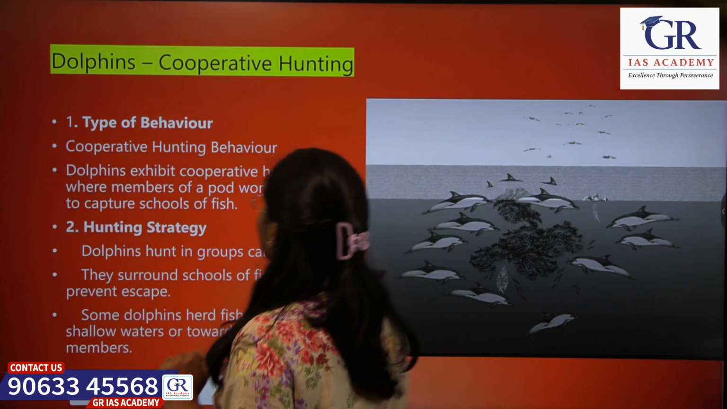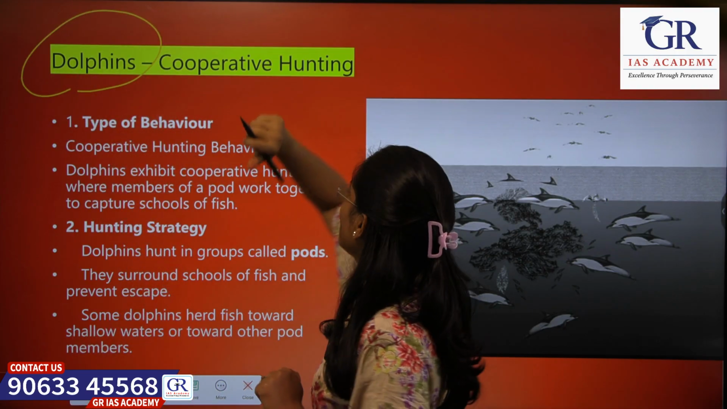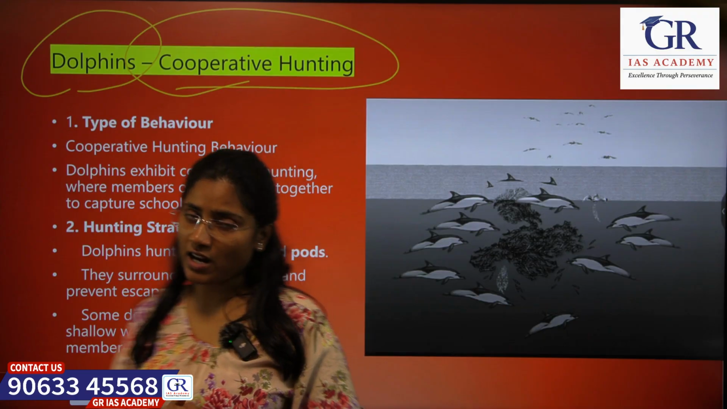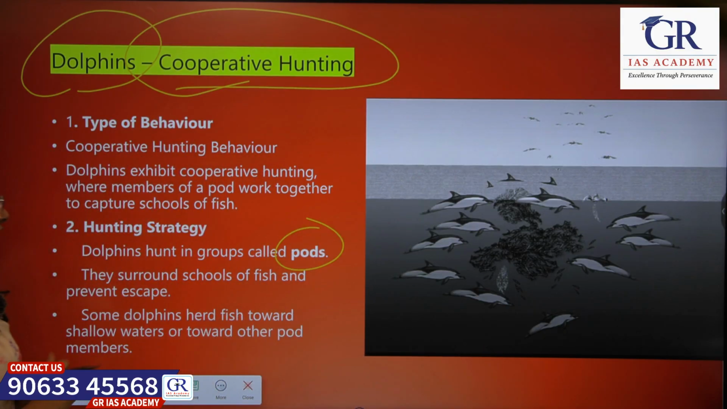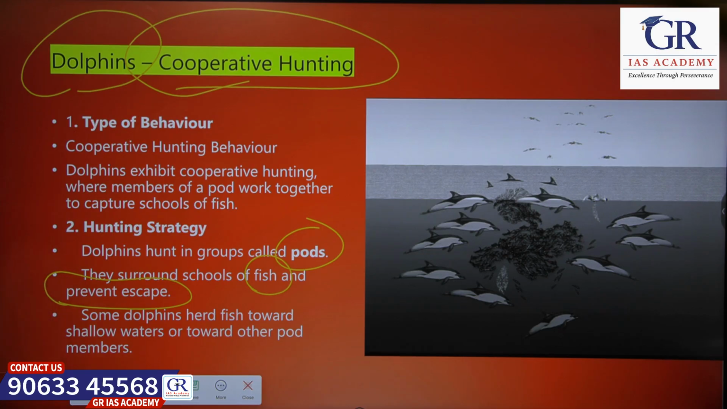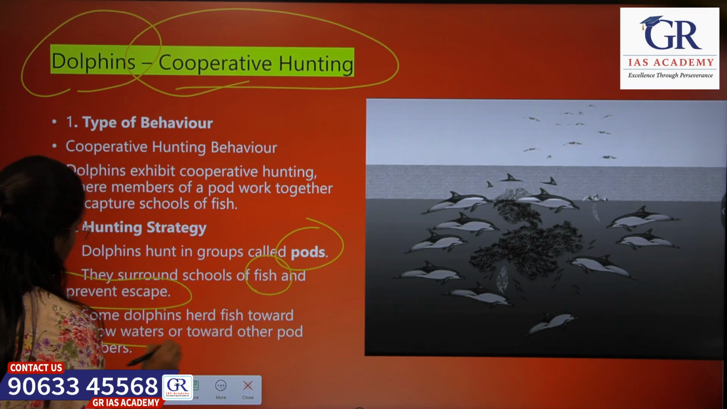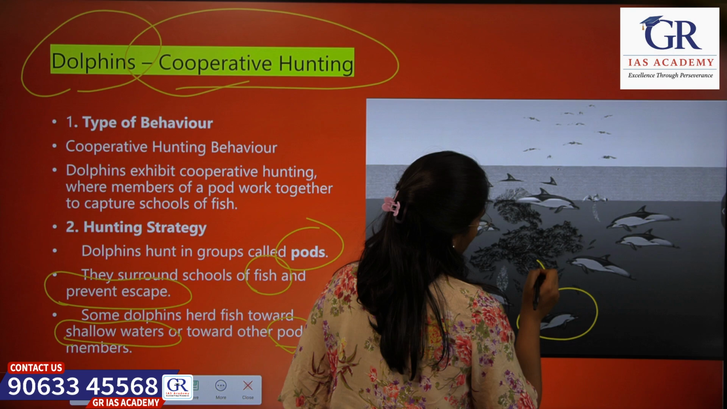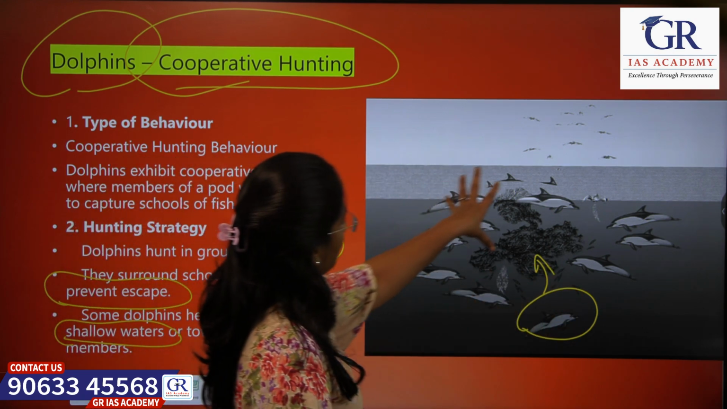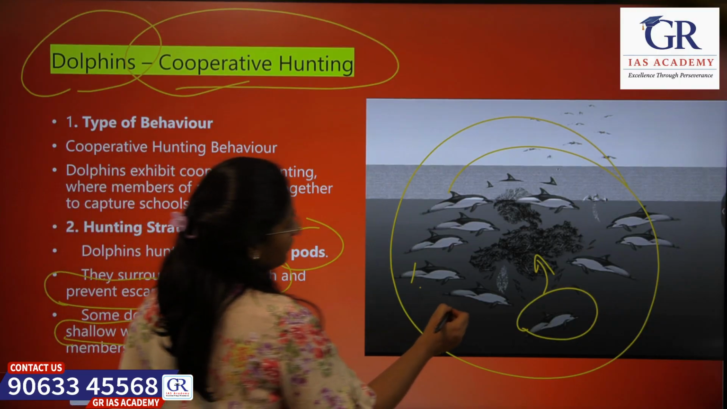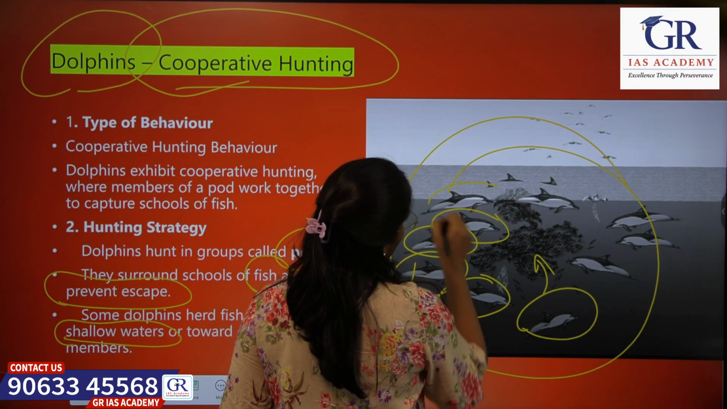UPSC, another favorite topic, dolphins. So we are going to learn about cooperative hunting of the dolphins. What do dolphins do? They hunt in groups called pods. And how do they do it? They surround fish and stop them from escaping, and then they push the herd towards other pod members, and one by one they consume the fish. They don't let this group of fish escape from the encircling dolphins. So one after the other, each dolphin consumes the fish.